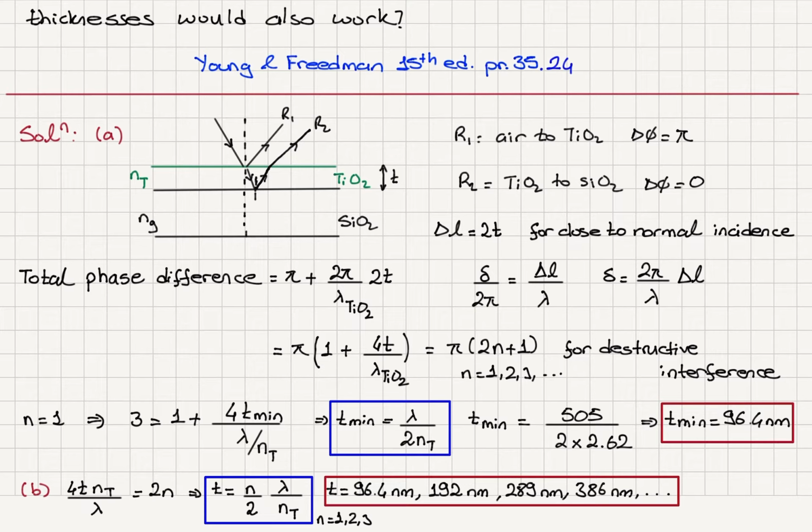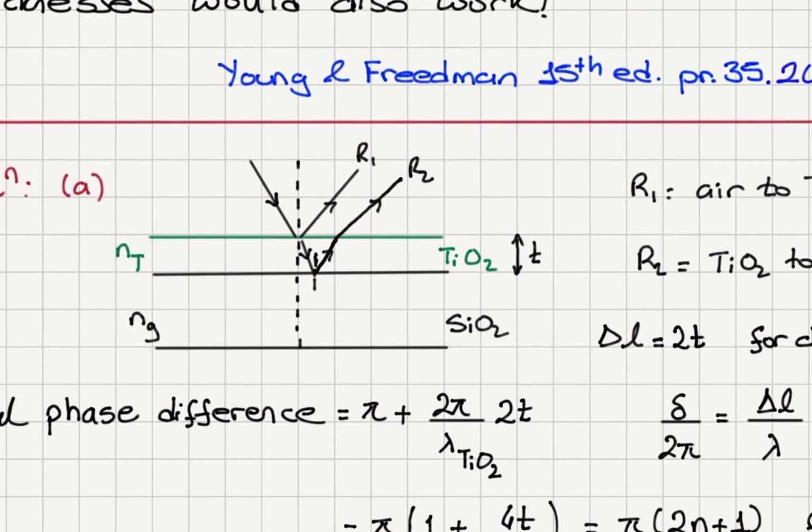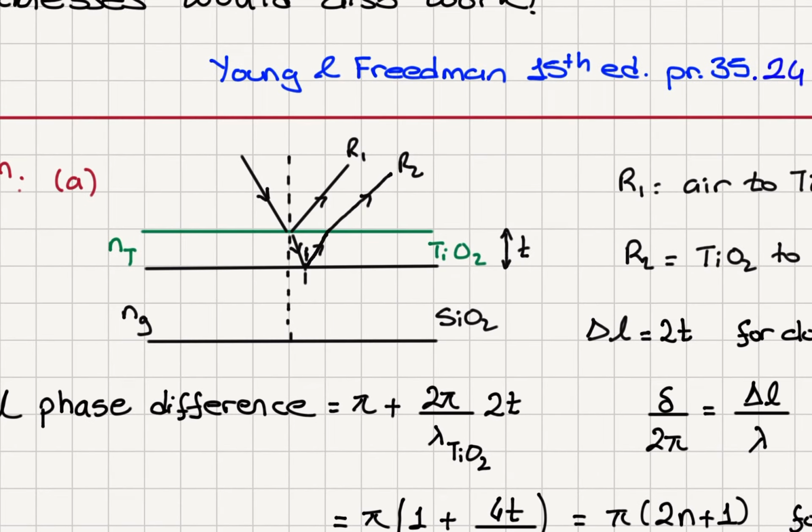Okay, so in this problem, we're looking at a piece of art, and there is the issue of glare at the air glass interface. So our solution is to put a thin layer of titanium oxide coating on top of the glass in order to ensure that we will get destructive interference for the reflected light from the titanium oxide air and titanium oxide glass interfaces, so they will cancel out and the glare problem will be solved.